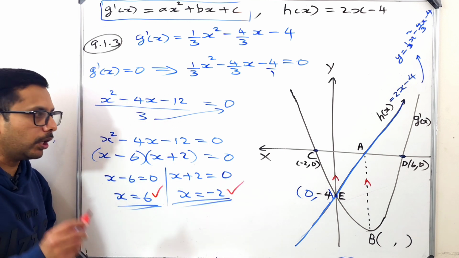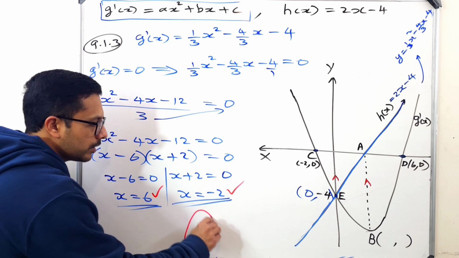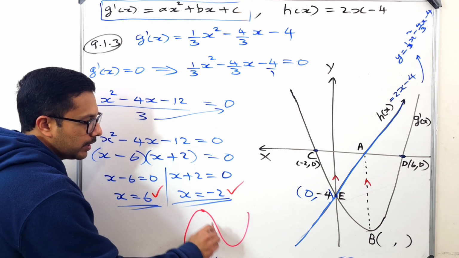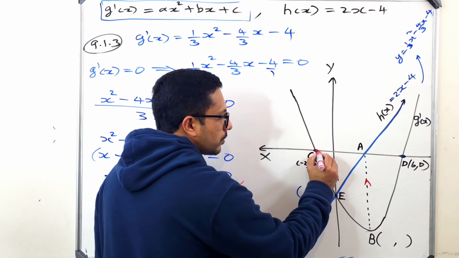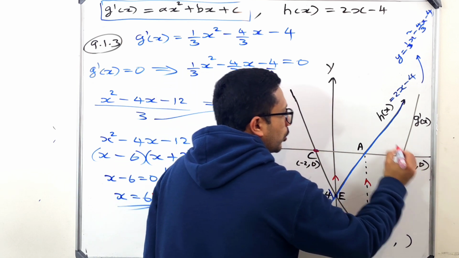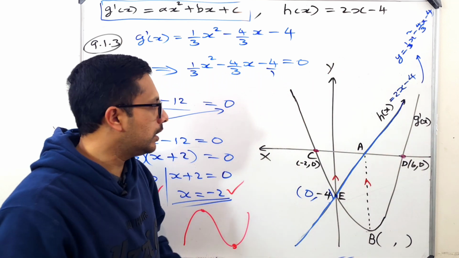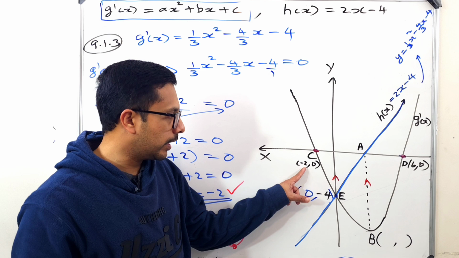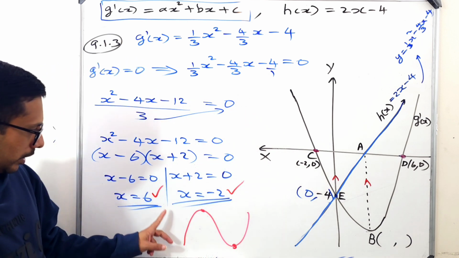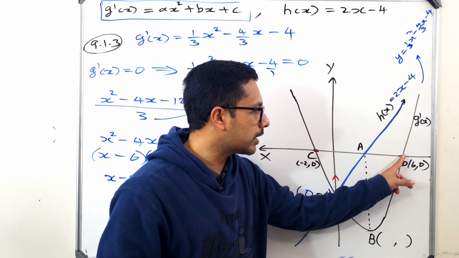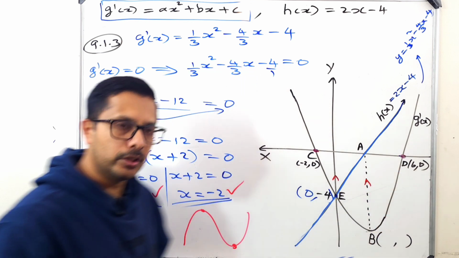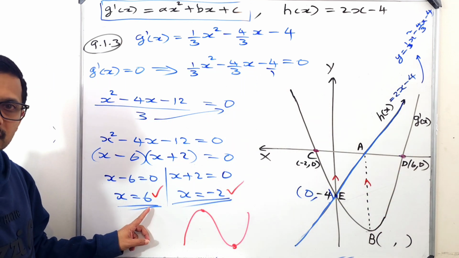So you have to understand like this: this x value and this x value of the turning points are going to be the same as the x value at the x-intercept of the derivative graph. At this x-intercept, what is the x value? Minus 2. Did you get the x value here as minus 2? Can you see that? At this point, what is the x value? It is 6. Did you get the x value as 6? Can you see that?